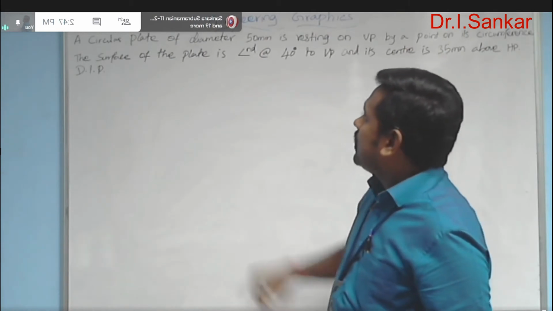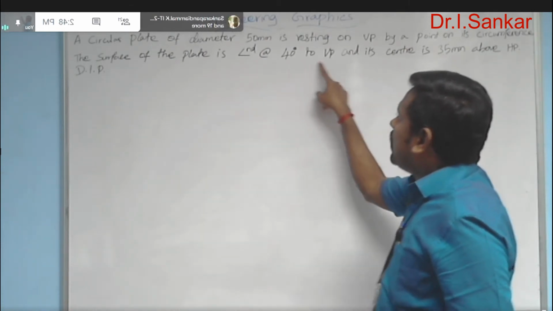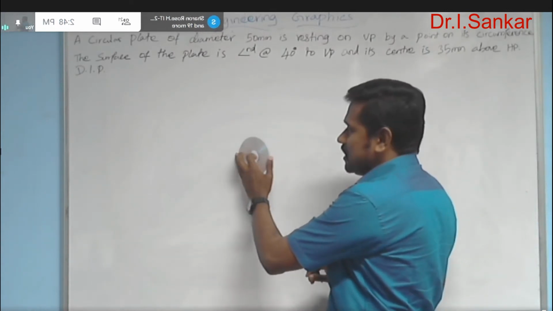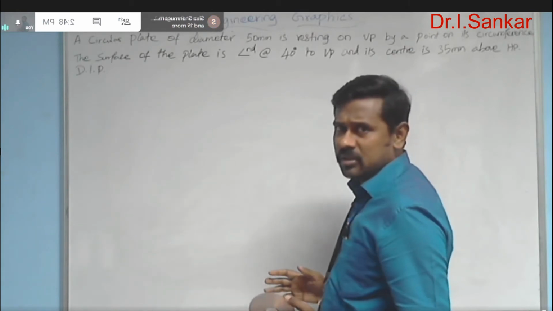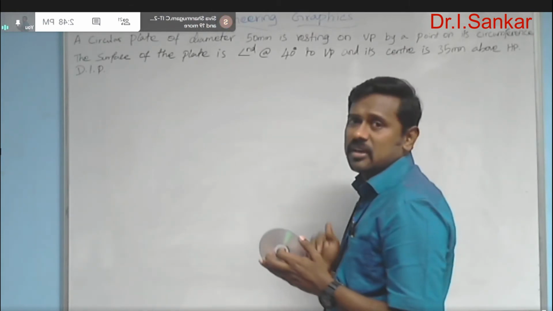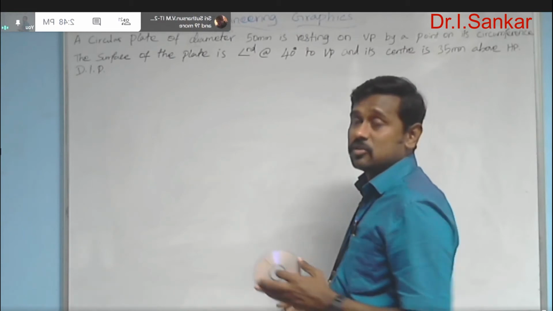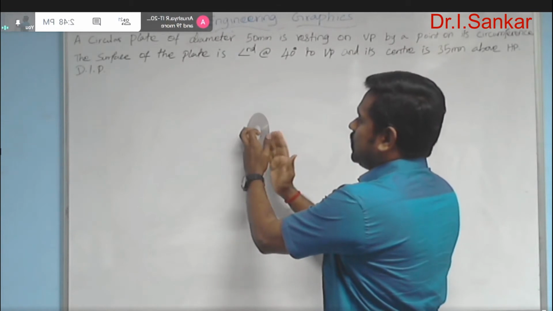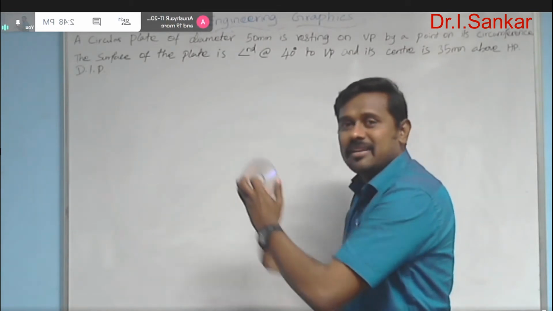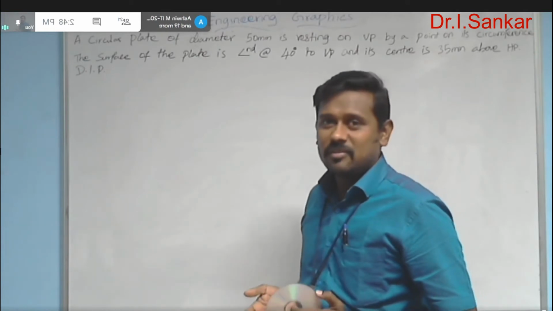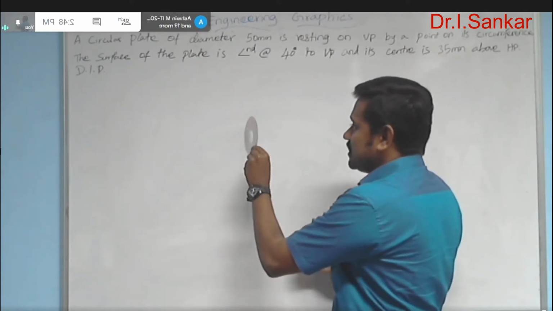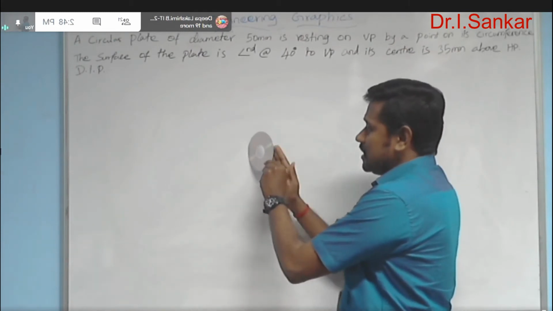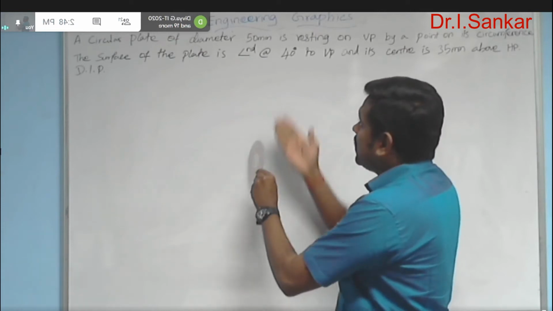And the surface is inclined at 40 degrees to VP. If it is not resting with its surface, definitely some angle of inclination will be there between the surface and the vertical plane, and between the surface and the horizontal plane also. Here the surface has 40 degrees inclination with VP. And what about the surface and the horizontal plane? It is actually perpendicular. If the plate is standing that way, the surface is purely perpendicular to the horizontal plane, and it is inclined to the vertical plane by 40 degrees.